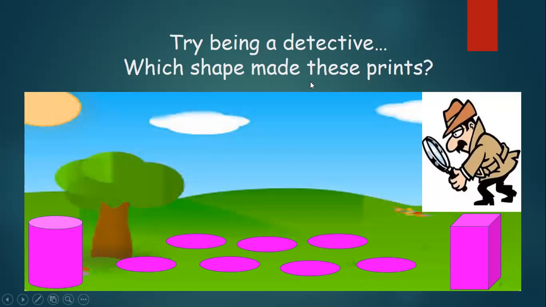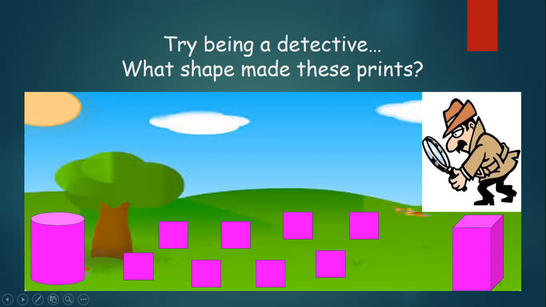Now we're going to try being a detective. Which shape made these prints? Our cylinder or our rectangular prism? If you see, the prints are circles. Which shape has circles? Yes, our cylinder has circles.